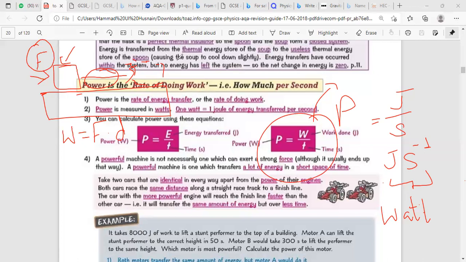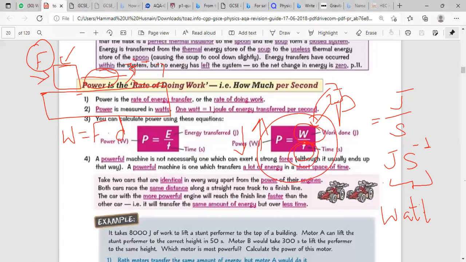And if a body has less power, then it will need more time to do the same work, right? From the formula, it is clear that if a body has a greater amount of power and the work is constant, let us say the work is 2 joules, then it needs to do that work in a small amount of time. And if it has less power, then it will take more time to do that particular work. Is it clear?